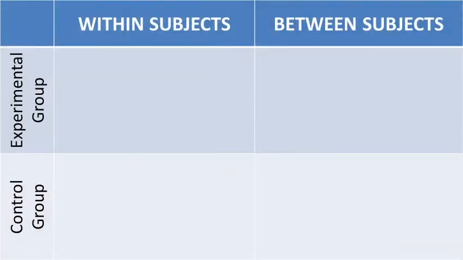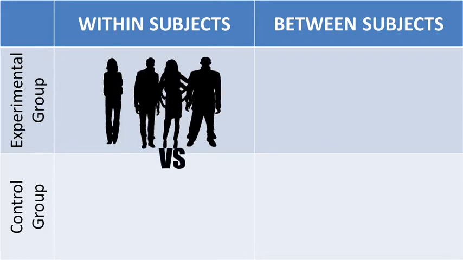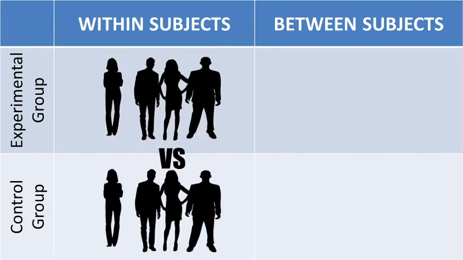Now, I wanted to show you this chart just to help you understand exactly how these things compare. So here's the chart. You have the within subjects design and between subjects design on the x-axis, and on the y-axis you have the experimental group and the control group. For within subjects design, you have your experimental group, and you want to compare them to a control group. That comparison is going to be made to the same people. So you just measure the same people in each condition and compare them to themselves.